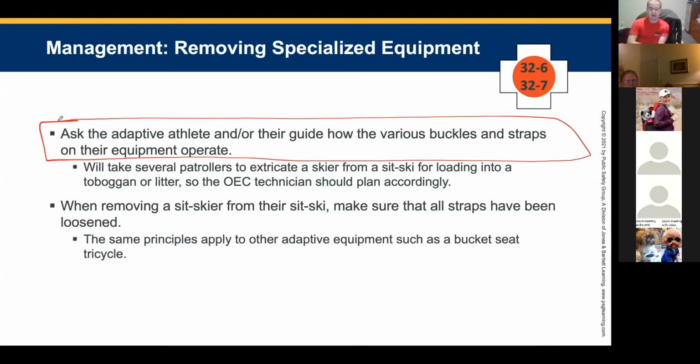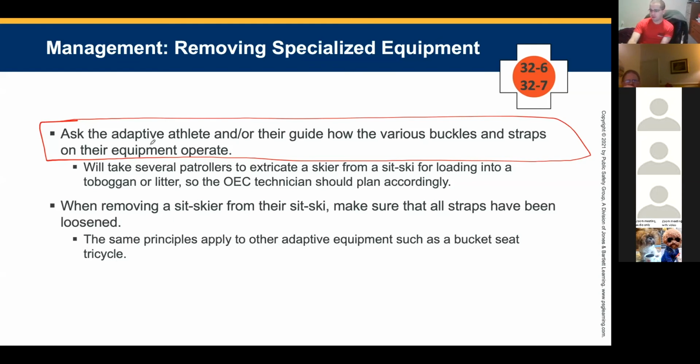If you want to use the chat feature, or raise your hand, or turn your cameras on: does anybody know how telemark equipment works? That would be a piece of equipment that you may not be very familiar with. You may not see a whole lot of it, and so you may need to ask the patient, how do you work your telemark equipment?